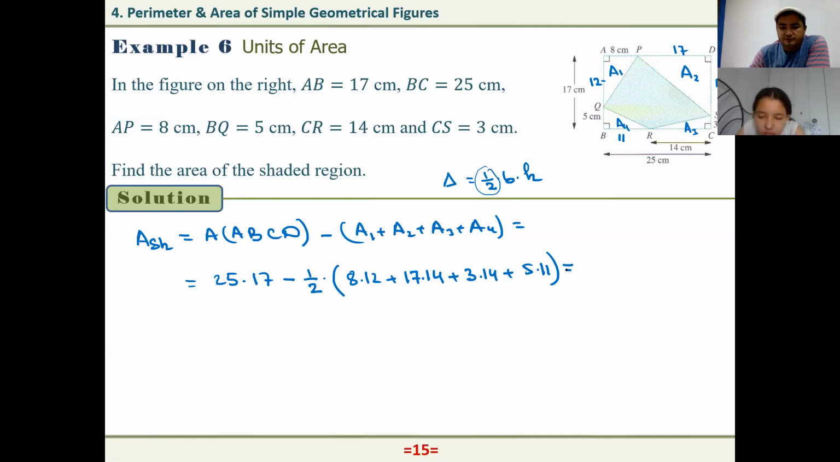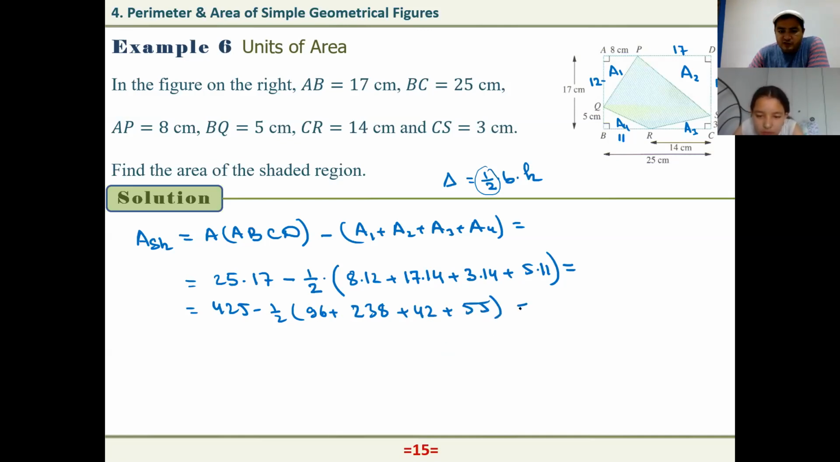That is equal to, what is 25 times 17? 25 times 17, that's equal to 425 minus 1 over 2. 8 times 12, 96. 17 times 14, that is 238. 3 times 14, that is 42. And 5 times 11, 55.